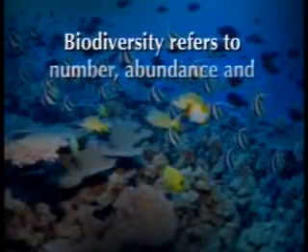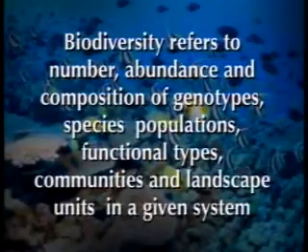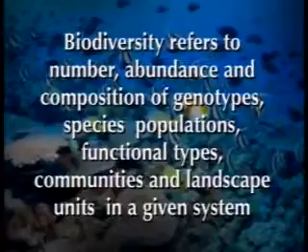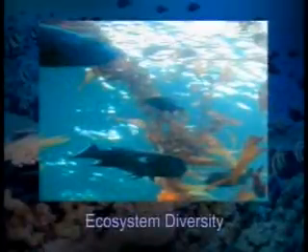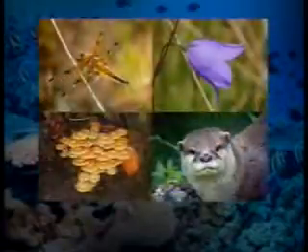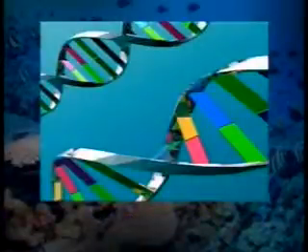And in a broader perspective, biodiversity refers to the number, abundance, and composition of genotypes, species, populations, functional types, communities, and landscape units in a given system. We generally talk about biodiversity at different levels, and the most commonly used levels include ecosystem diversity, species diversity, and genetic diversity. By ecosystem diversity, we mean different types of ecosystems, say lakes, wetlands, rivers, forests, grasslands, each having a distinct set of attributes and as such a distinct composition of species.